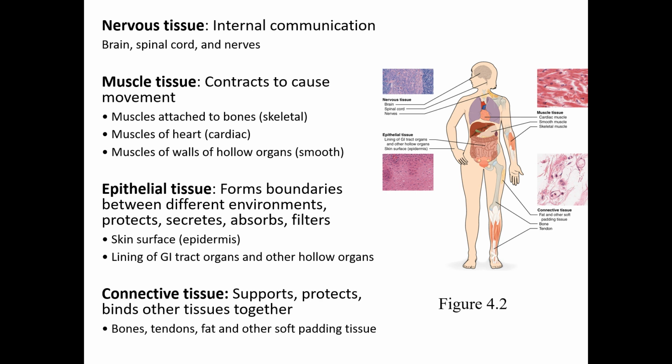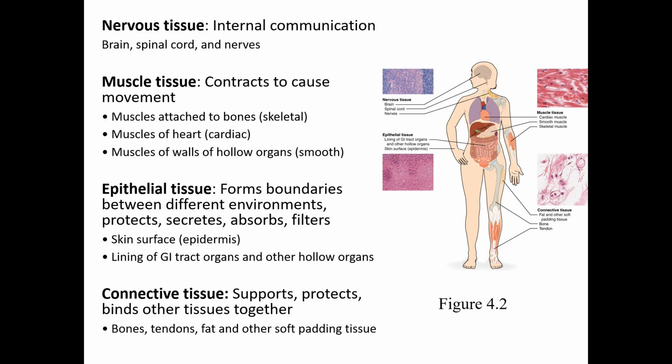Our muscle tissues contract to cause movement. There are muscles attached to bones. They are skeletal muscles and they allow us to walk and do work. There are muscles inside of the heart. They are called cardiac muscles, and our heart pumps to move the blood through the body. There are also muscles in the walls of hollow organs, for example stomach, and when they contract, they help digestion. They are called smooth muscles.